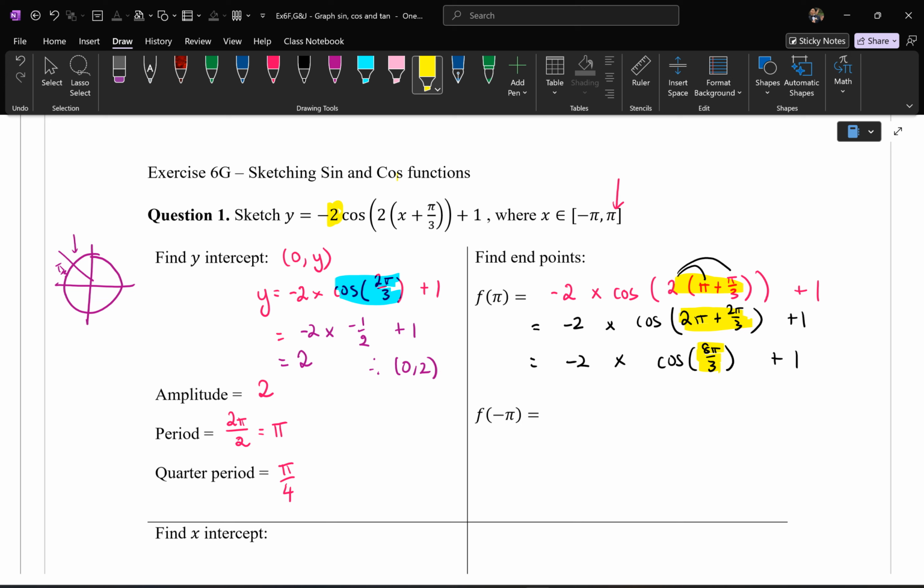How did I get 8 pi on 3? I just did 3 times 2. So 3 lots of 2, 6. 6 plus 2 is 8, so 8 pi on 3. What's cos of 8 pi on 3? Can I please have, I'll choose this side around. Let's go with this side. Let's go with Tara. What's cos of 8 pi on 3?